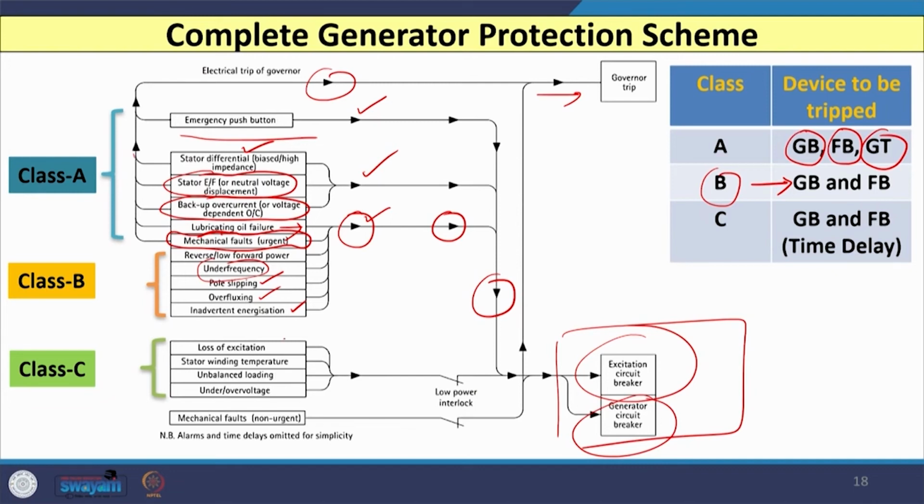However, in certain situations like loss of excitation, stator winding temperature exceeding a certain limit, unbalanced loading, or under voltage or over voltage, the class C trip is initiated, and again the signal is given to the field breaker and generator breaker. Both will operate, but with some time delay.